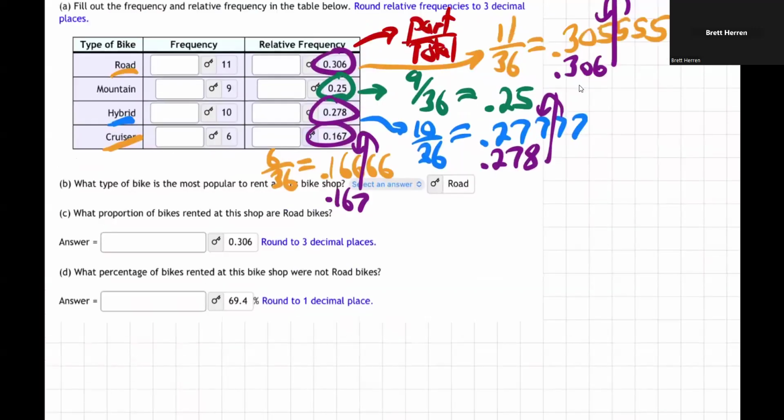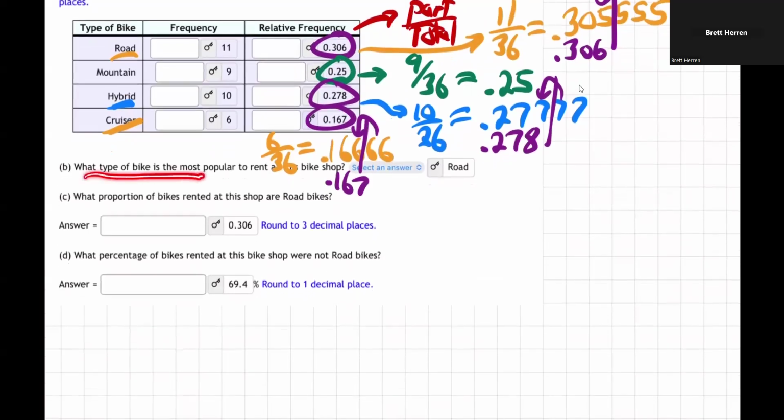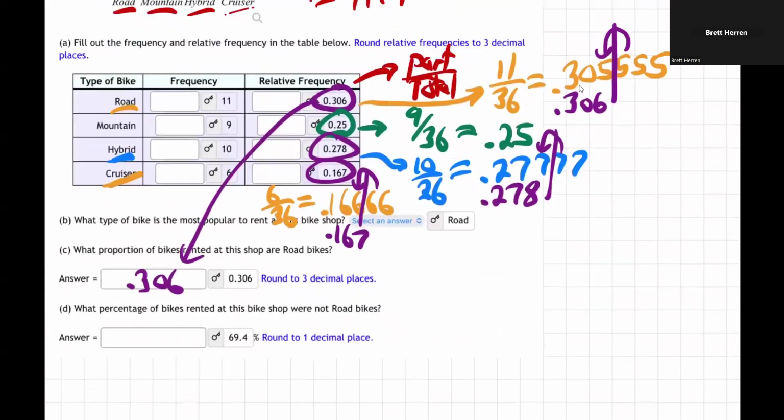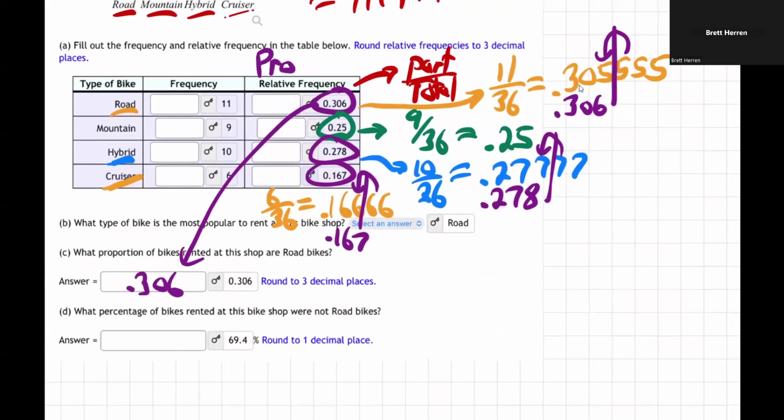All right. Now, question B. What type of bike is the most popular? There's 11 road bikes. The road bike is the most popular. Okay, what proportion of bikes rented are road bikes? Well, proportion is the same as relative frequency. It's just the same number, 0.306. Proportion is exactly the same as relative frequency, which means the decimal relative frequency.